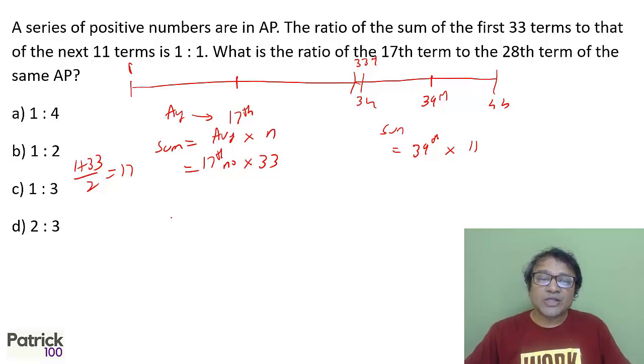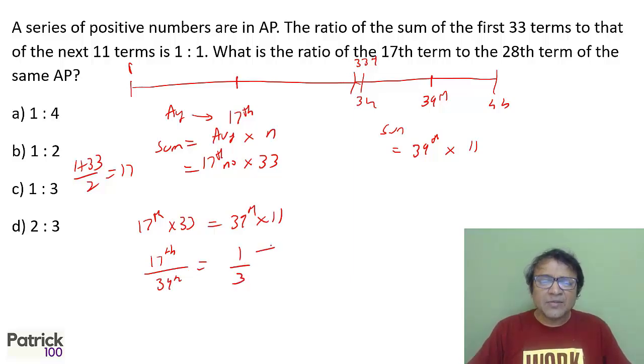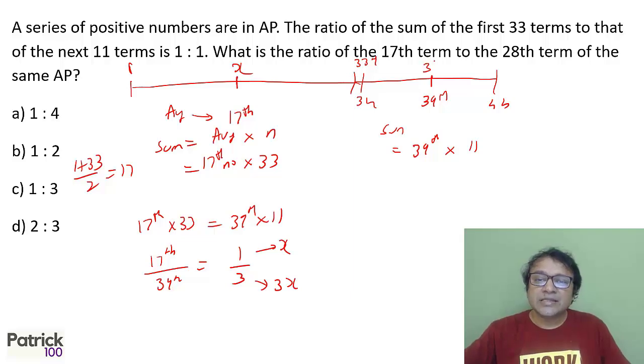And the ratio of the sum is 1:1. That means the sum is equal. That means 17th number into 33 is equal to 39th number into 11. Or you can make out that 17th number upon 39th number is 1:3. Let's say 17th number is x and 39th number is 3x. So if this is x, this is 3x.